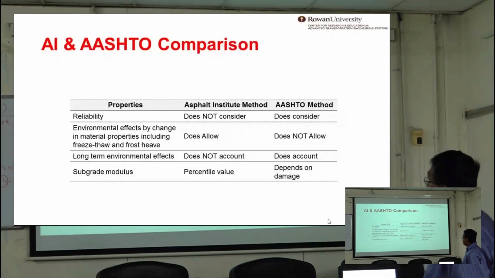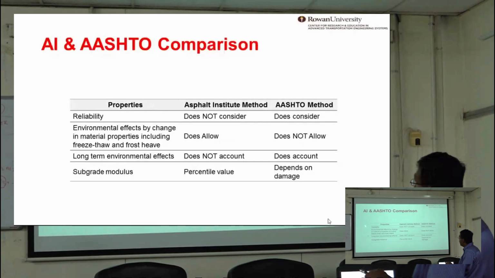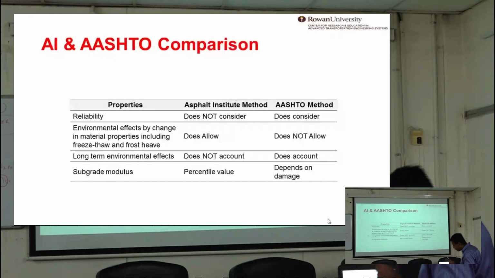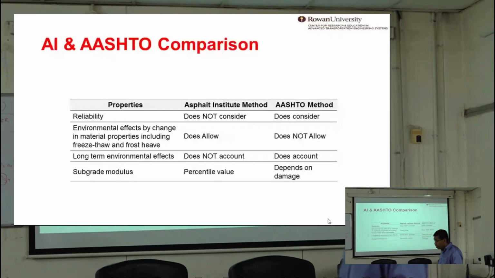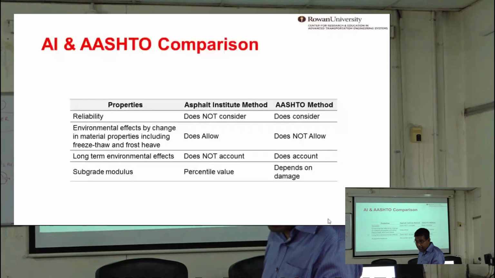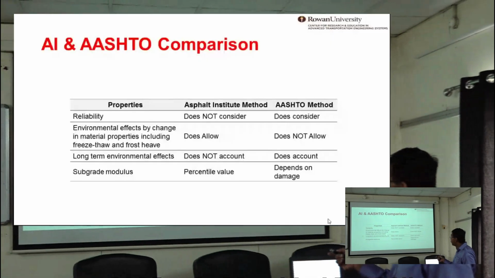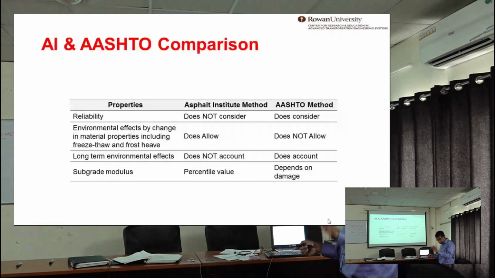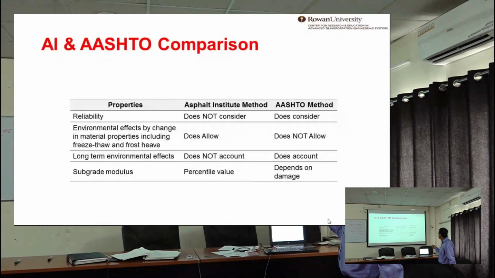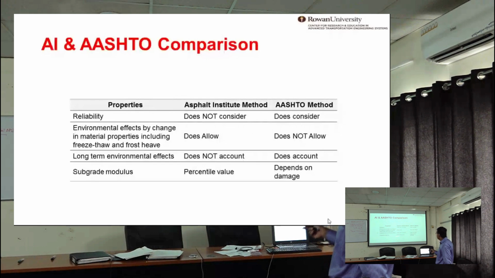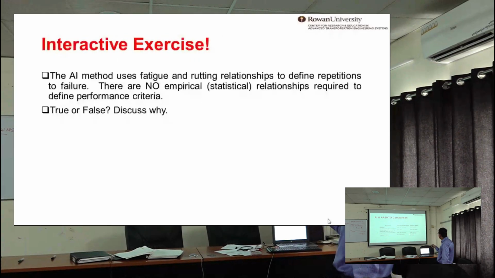AI and AASHTO comparison. Reliability: the Asphalt Institute method does not consider it directly, while the AASHTO method does. The AI method indirectly considers reliability through the percentile value. I covered that yesterday. Environmental factors due to freeze-thaw and frost heave, that is the delta PSI from frost heave: AASHTO allows for it, AI does not. Long-term environment: AI does not account for it, AASHTO does. And the subgrade modulus is the percentile value, the one I mentioned, and this depends on the damage, the huge factor.